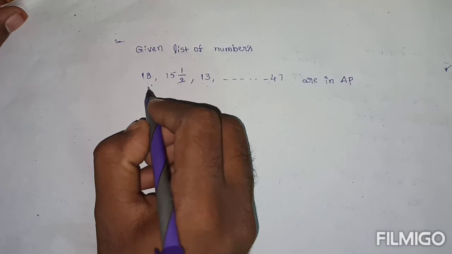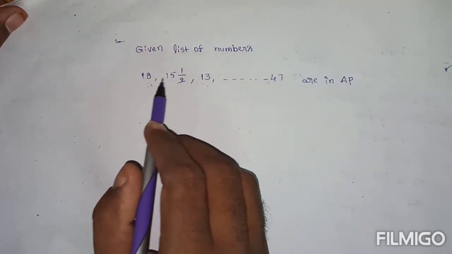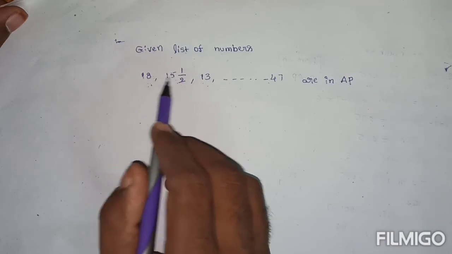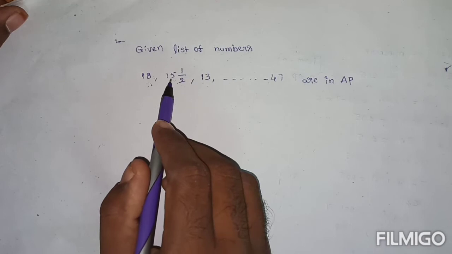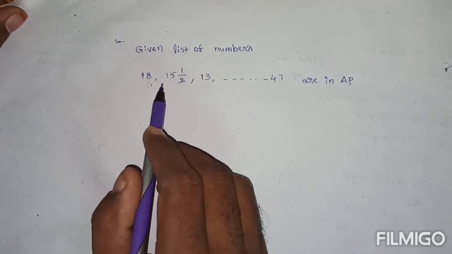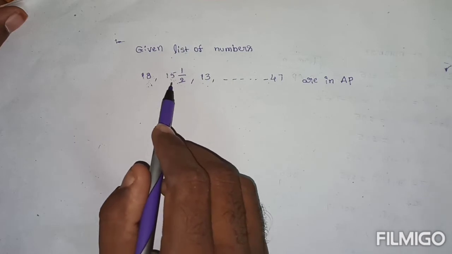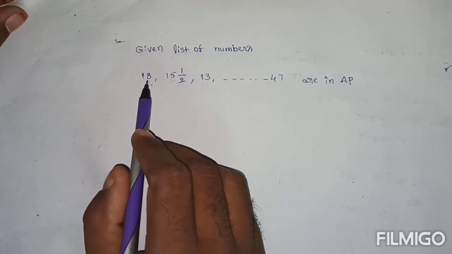Do the values increase or decrease? From 18 to 15 and a half, the values decrease. How much do they decrease? a2 minus a1 is 15 and a half minus 18. The values decrease, so it is minus. How much is the decrease? 2 and a half.